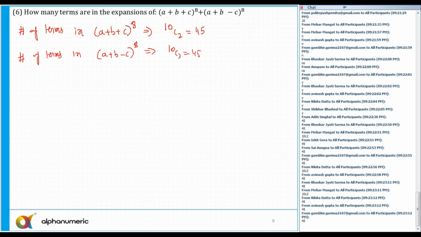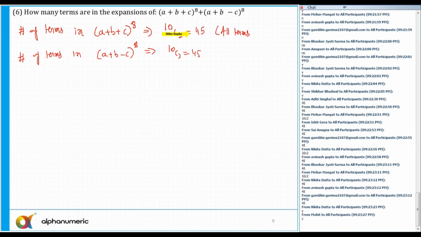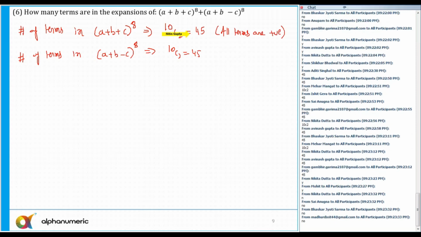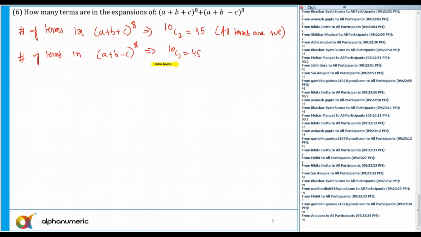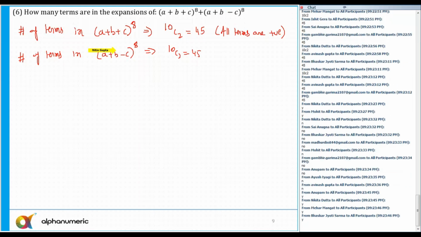But tell me one thing. In this case, a plus b plus c raised to power 8, can I say all the terms are positive? All terms are positive? Yes or no? But what about in the second one? Whether all the terms are positive or not? No. Few terms will be negative, and since I'm adding these two, and remember both of them are the same, A, B, C, A, B, C, can you say some of the terms will get cancelled? Please tell me yes or no.